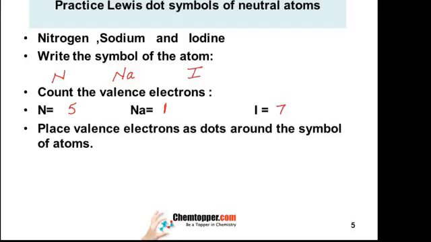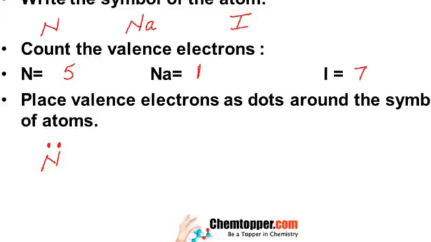Place these valence electrons as dots around the symbol of the atoms. So first we are going to write down the symbol of the nitrogen. We are going to place 2 electrons of the s orbital which are present as a pair in the electronic configuration, and the remaining 3 electrons as 3 single electrons. Sodium, you are going to place 1 electron only.